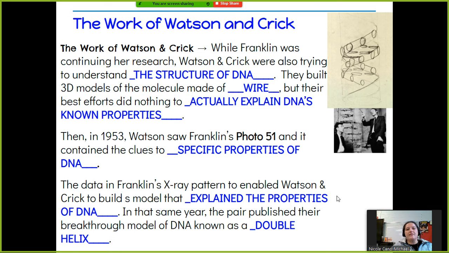Now, in 1953, they were all working out of England. Watson is shown a picture of Franklin's Photo 51, and it literally clicks. In his biography he said it was a watershed moment. It contains clues to specific properties of DNA. The data in Franklin's X-ray pattern allowed Watson and Crick to build a model that actually explains the properties of DNA, which we did not have until this point. And in that same exact year, the pair published their breakthrough model of DNA known as the double helix.